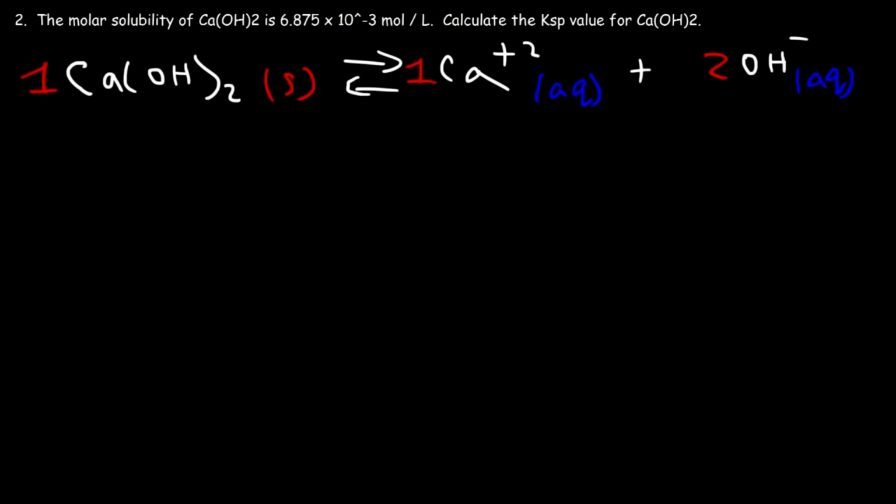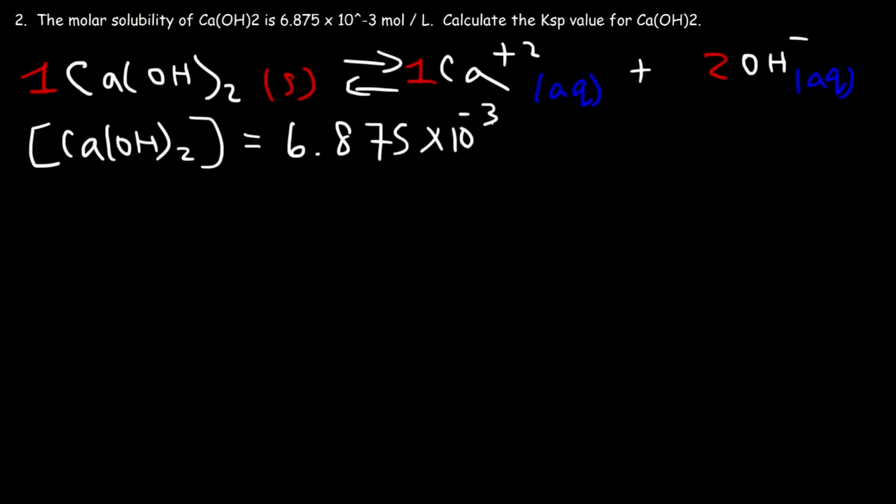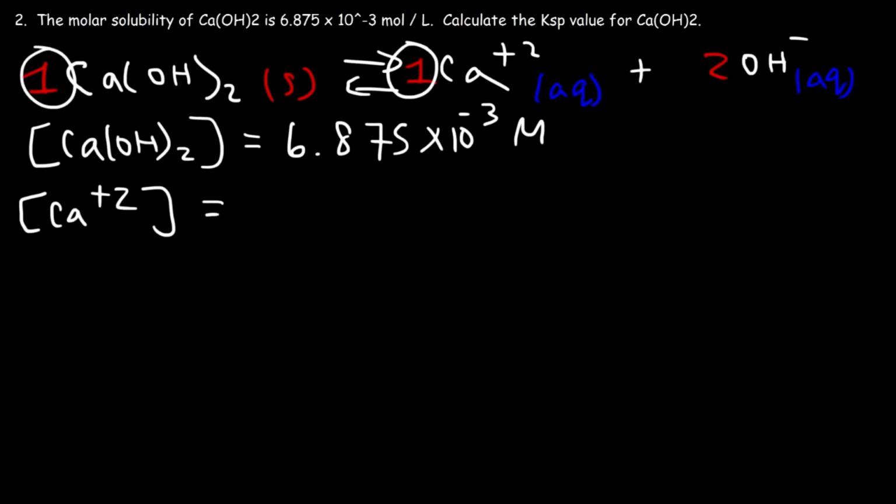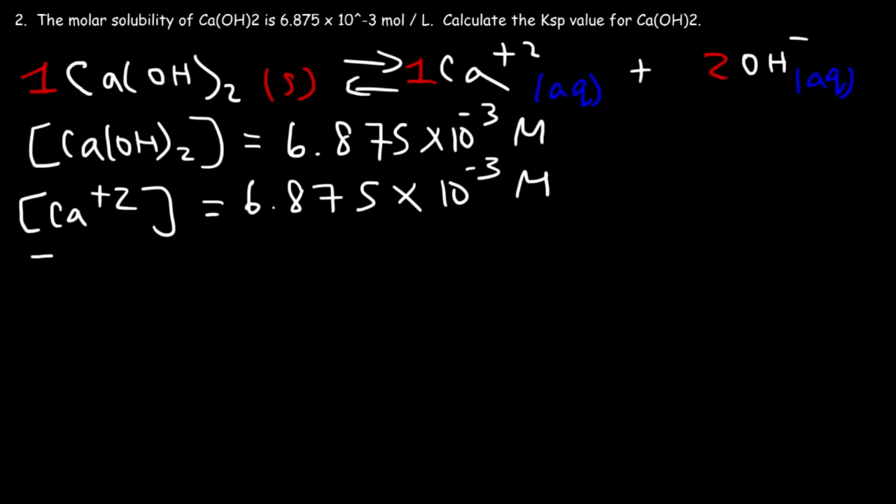Now let's calculate the concentrations of everything. The concentration of calcium hydroxide in the aqueous phase is given to us. That's the molar solubility. That's 6.875 times 10 to the minus 3. Now the concentration of calcium, notice that these two are in a 1 to 1 ratio. So therefore they have the same concentration. Now the concentration of hydroxide is going to be twice the concentration of this value, or twice the molar solubility, because there's a 2 here.